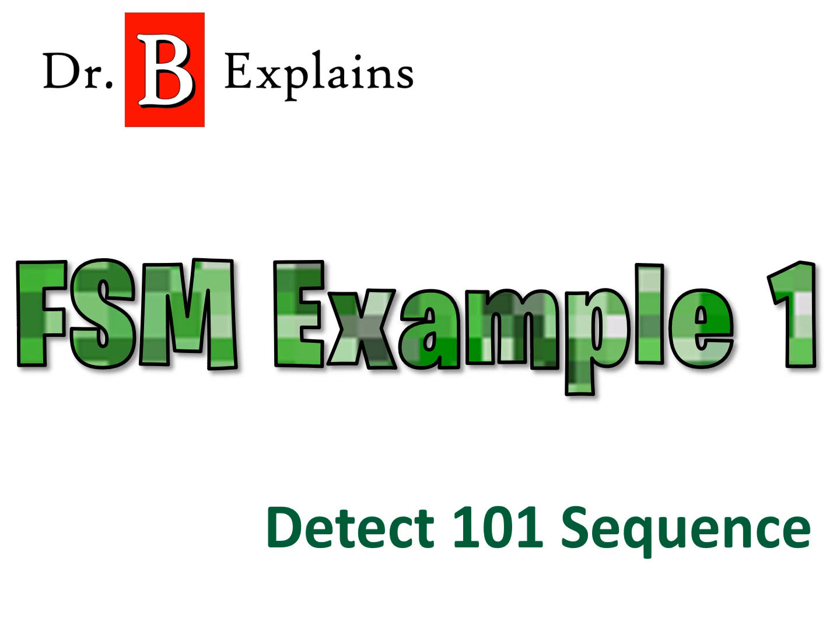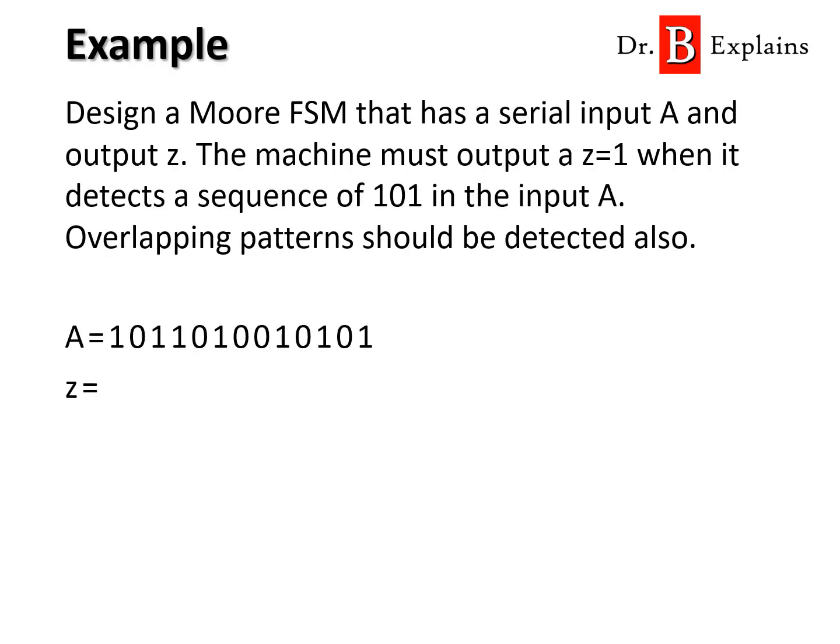In this video, we're going to look at an example for a finite state machine. We're going to detect a 101 sequence. Our first example is to design a Moore FSM that has a serial input A and output C. The machine must output a C equal to 1 when it detects a sequence of 101 in the input A. Overlapping patterns should be detected too.